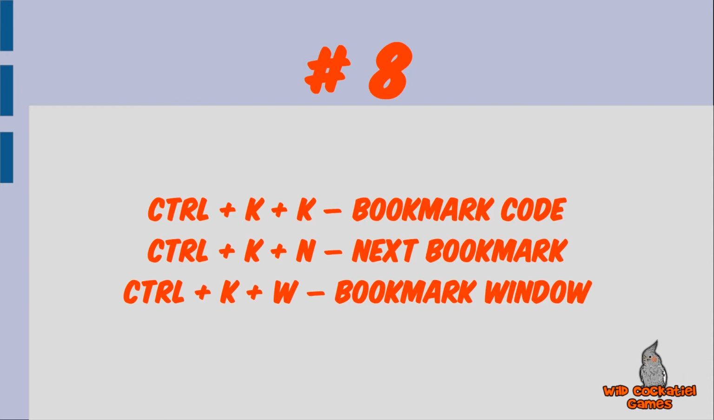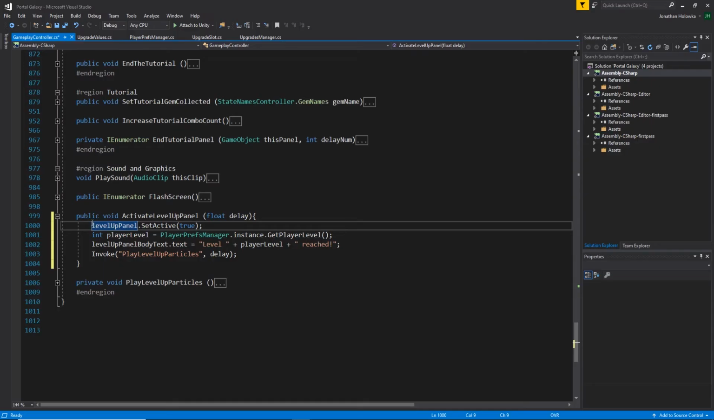Tip number 8, press Ctrl+K+K to bookmark code, Ctrl+K+N to go between your bookmarks, and Ctrl+K+W to open a bookmark window which will show all of your bookmarked code. This could perhaps be useful if you're working on several areas within a script or even multiple scripts and you need to quickly alternate back and forth between those areas and you keep losing track.